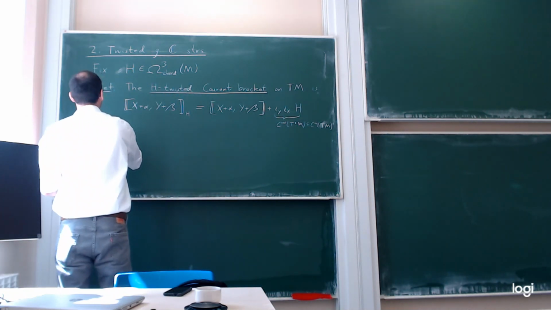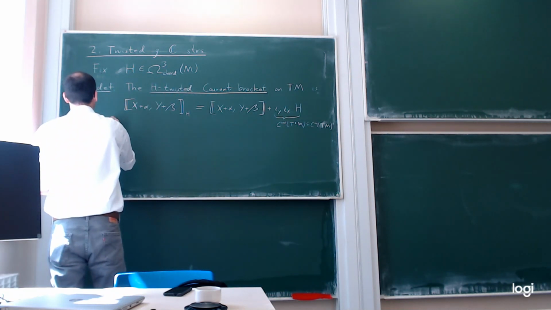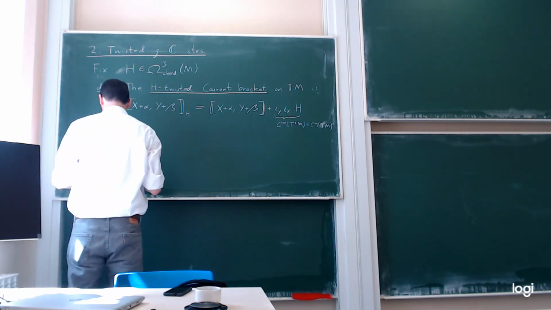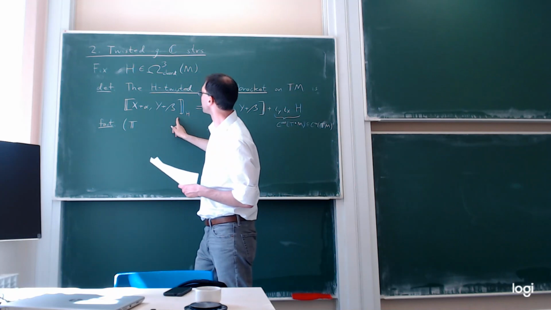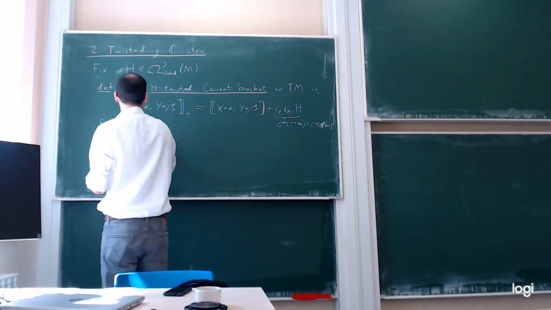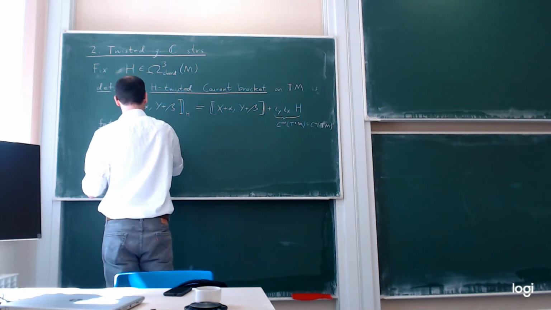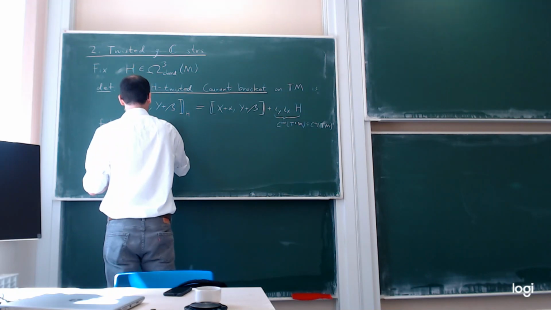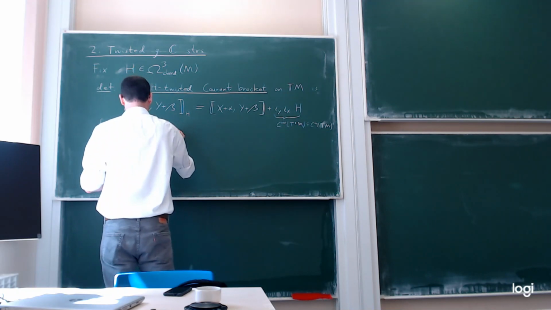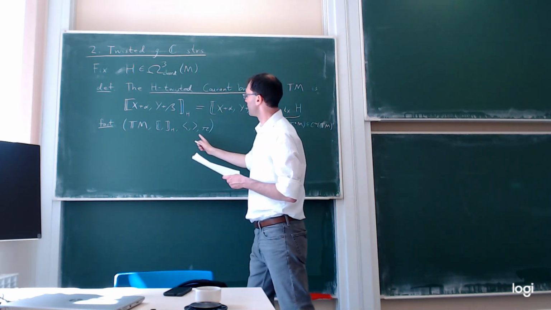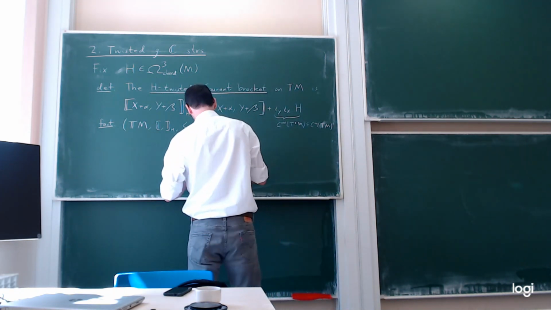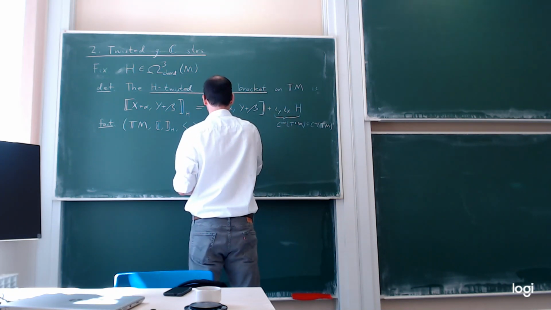And then it's a fact that with this H-twisted bracket, the generalized tangent bundle TM, along with the other data unchanged, is a Courant algebroid on M.